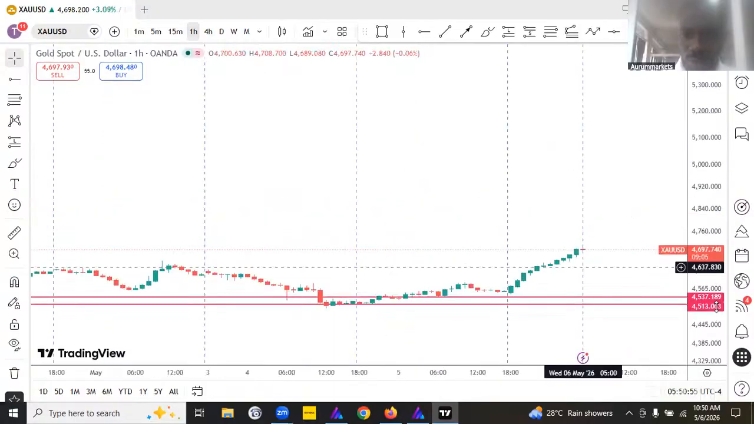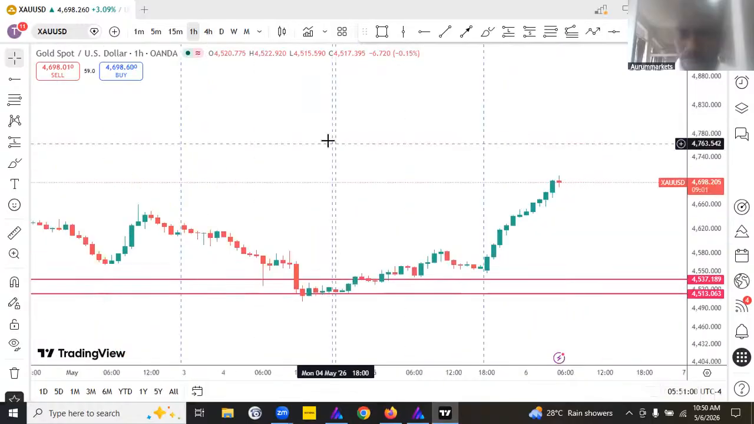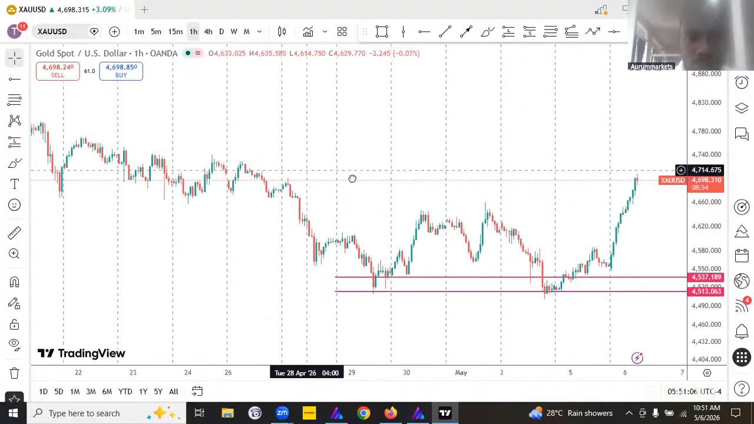Okay, so that's my take on gold. Look for a sell opportunity, or wait for a 4-hour candle to close strongly bearish before entering.